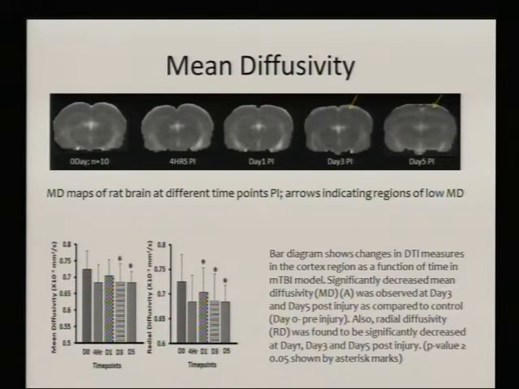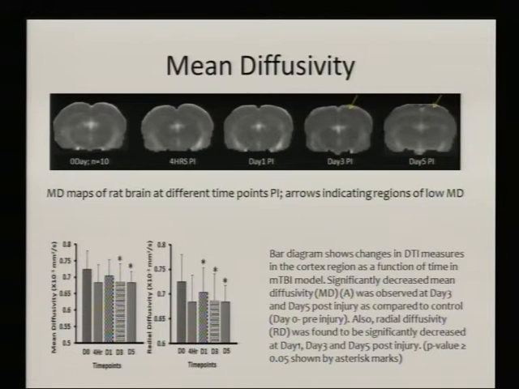We did diffusion tensor imaging on these animals, and we tried to see the temporal changes in mean diffusivity and fractional anisotropy values. In this study, we observed that the mean diffusivity was decreased at day 3 and day 5, which can be very well visualized on the statistical graph, where on repeated measures ANOVA we observed a significant decrease in the mean diffusivity value at day 3 and day 5 in these animals.